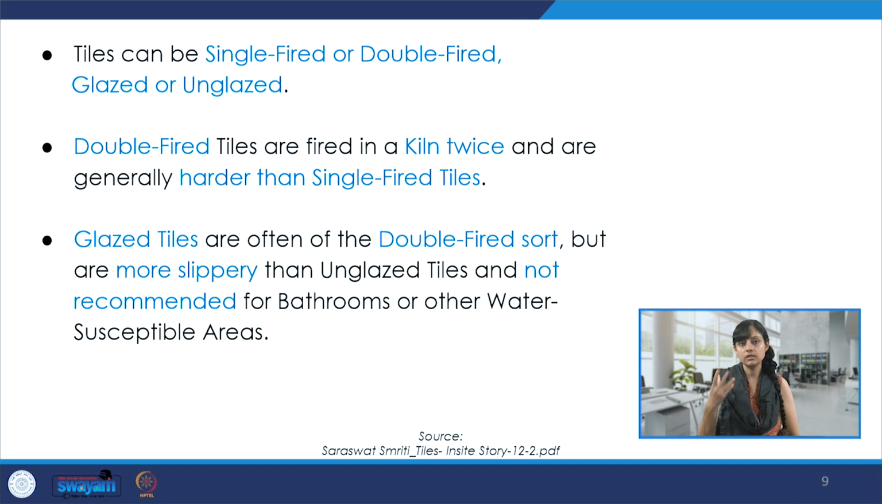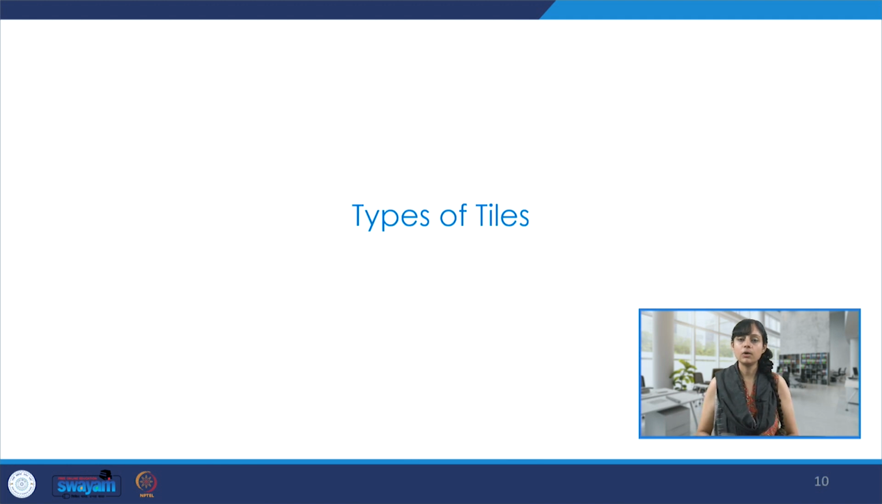Now tiles could be single fired or double fired. They could be glazed or unglazed depending on where we are using them, what is the taste of our clientele, what is the kind of project. We could select from these available options. Now the double fired tiles are fired in the kiln twice and they are generally harder than the single fired tiles. And when we talk about the glazed tiles, they are often of the double fired sort, but compared to the unglazed tiles, they are more slippery and they are not recommended for wet areas such as bathrooms.